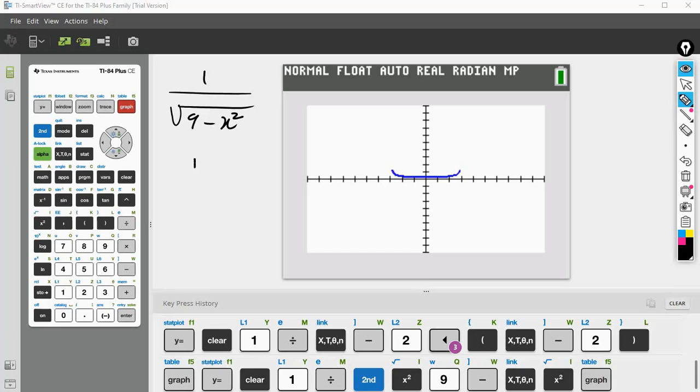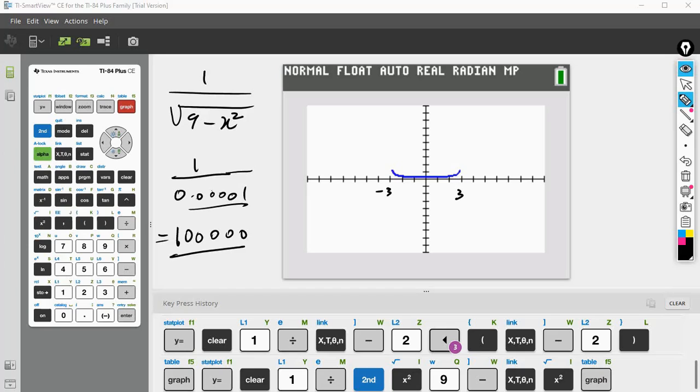So if you grab 1, and let's say you divide it by 0.00001, that's very close to 0, but not 0. If you divide 1 by that, you can test it out in the calculator, you're going to get 100,000. So that means that as you get closer to -3 and to 3, you're going to get very large values.